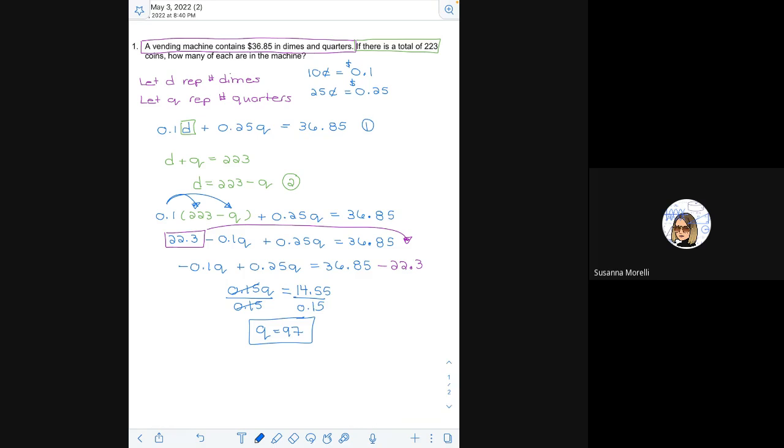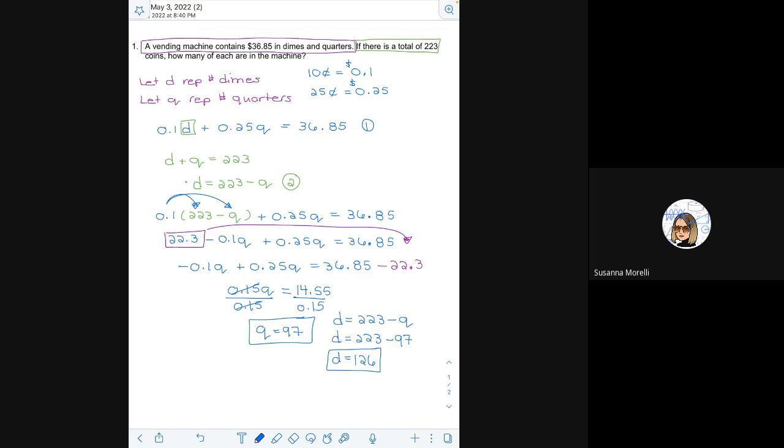Now we want to find how many dimes there are. So D is equal to 223 minus Q, which is this expression up here. So D is 223 minus, oops, I almost wrote another Q, minus 97. So D is equal to 126.